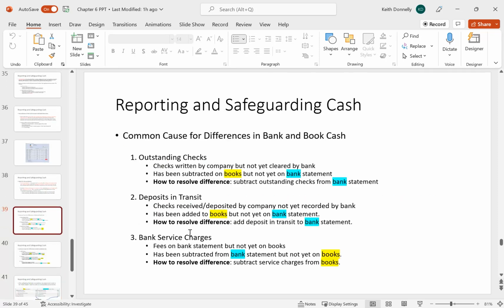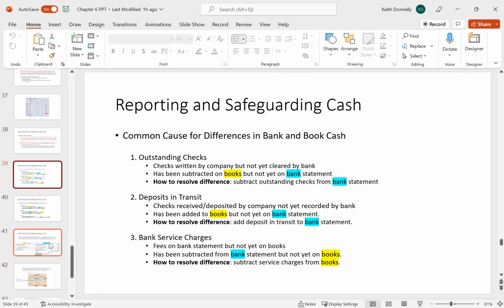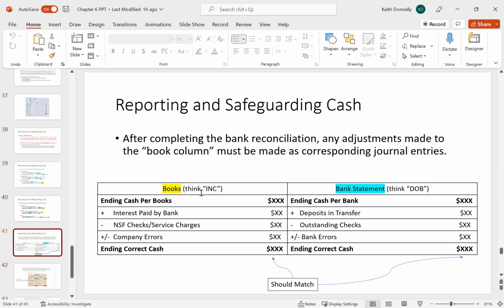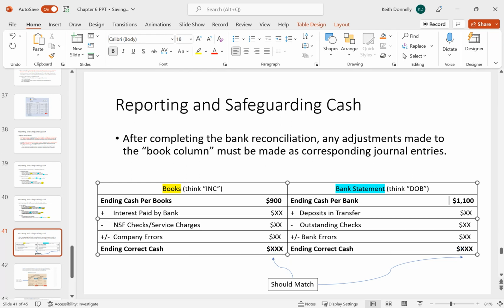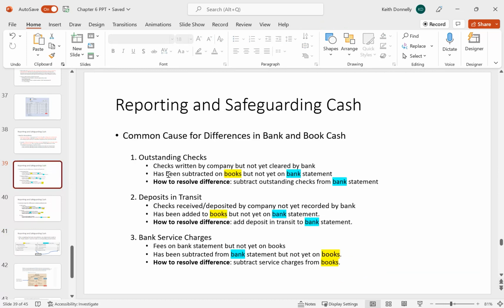So some of these, right? The first one would be an outstanding check. So here's the idea at the end of the day, what it's going to look like. So maybe you have $900 here, and $1,100 here. They're different. So what you have on your books versus what the bank says, and I say, hey, there's a problem. What's going on here? The first thing how you would explain it is, well, maybe there were some outstanding checks.